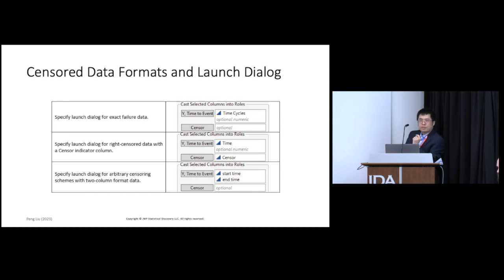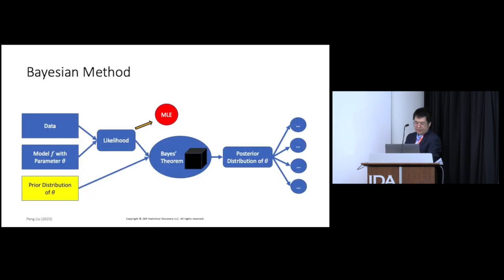When you launch a JMP platform, if you have used JMP in the past, there's a platform launch dialog. And this is how to specify the dialog using these 2 different formats. If your data is all failures, then you just put your time column into this Y, time to event box. If you have 2 columns, the first is time, the second one is the censor indicator. You put the time into Y and the censor indicator into Censor. If you have 2 columns of times, then you specify this way. You put both columns into this Y. This is how to use JMP for these 2 different types of data formats.